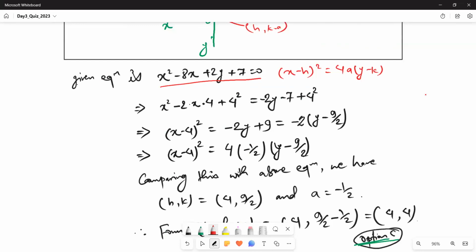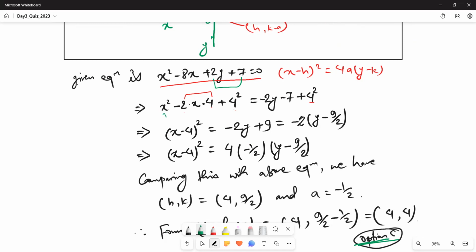To make it in (x minus h) whole square form, what we have to do is this: x square minus 2 times x times 4, since the 8 can be factorized into 2 and 4. Here this 4 is acting as h. To make it in the formula of (x minus h) whole square, we have to put here 4 square, that is 16. So we add 4 square here, and that term we also need to add on the right side to balance it. The rest of the two terms are transposed to the right: 2y plus 7, when transposed from left to right, becomes minus 2y minus 7.